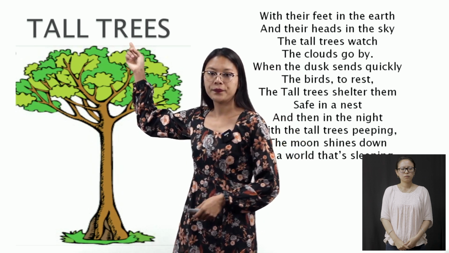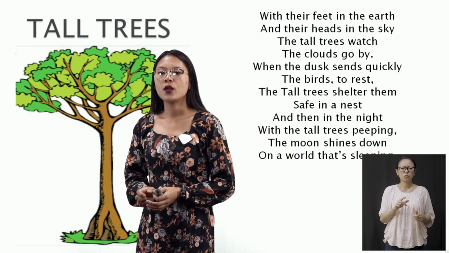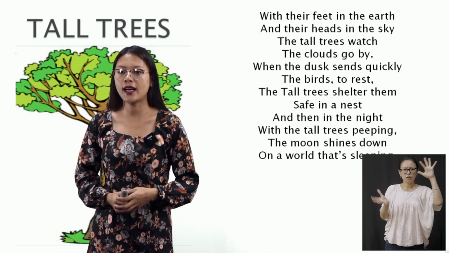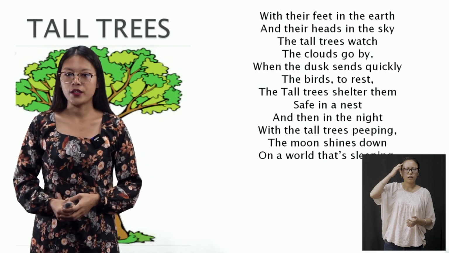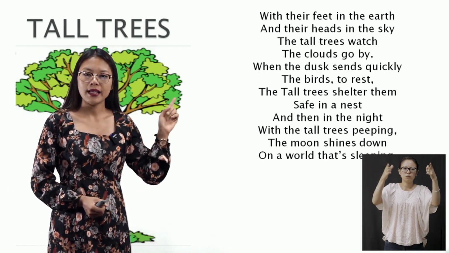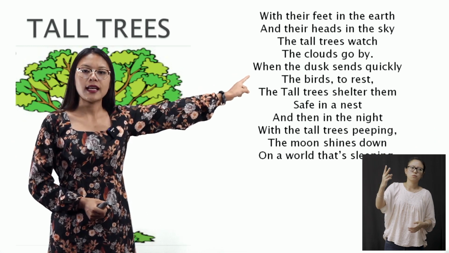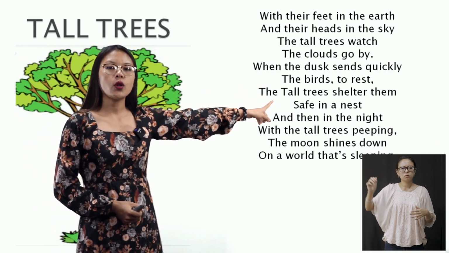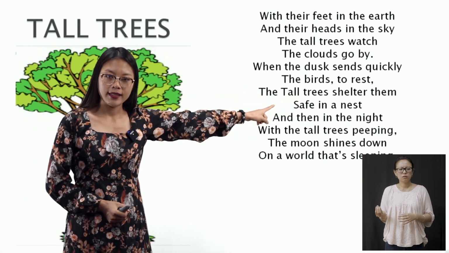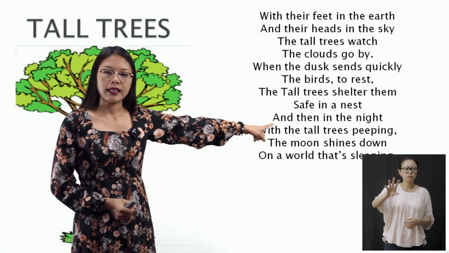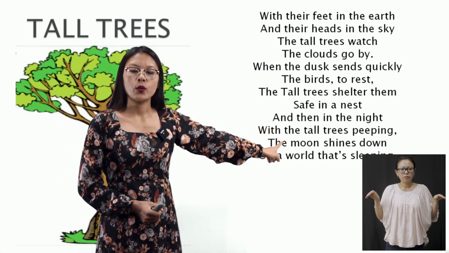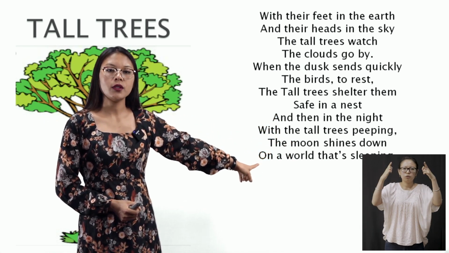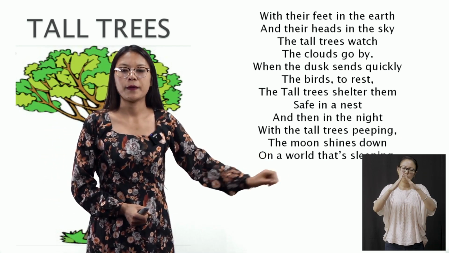Shall we all read? First line: With their feet in the earth and their heads in the sky, the tall trees watch the clouds go by. When the dusk sends quickly, the birds do rest. The tall trees shelter them, safe in a nest. And then in the night, with the tall trees peeping, the moon shines down on a world that's sleeping.